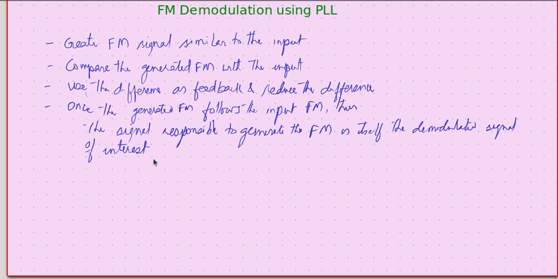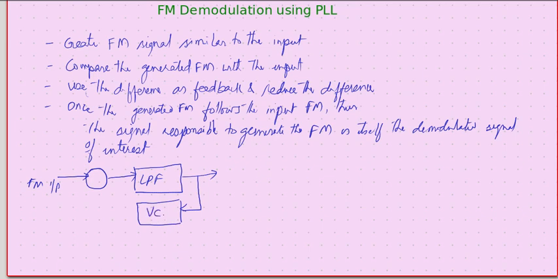So the logic is easily understood through this figure. We have here the FM input. This FM input is compared, and then a low pass filter is used, and this output is used to generate FM using something called a voltage controlled oscillator, and these two are compared.